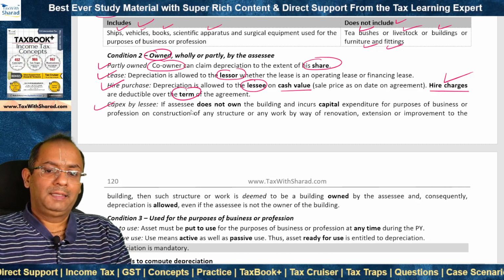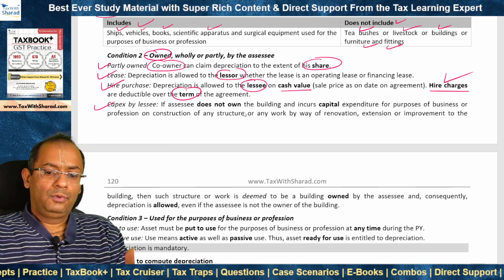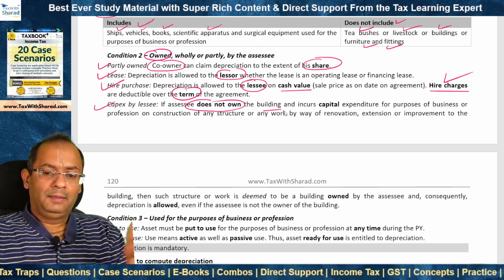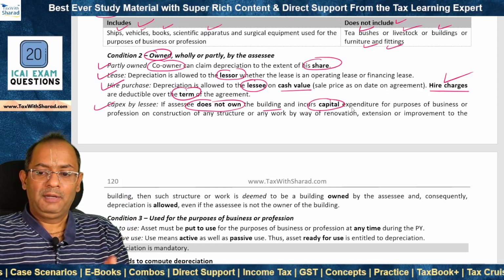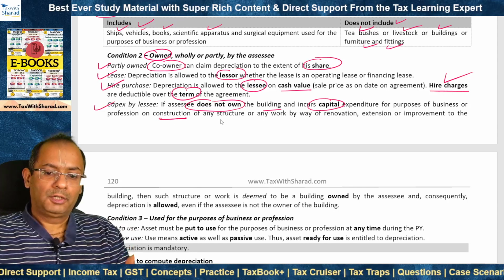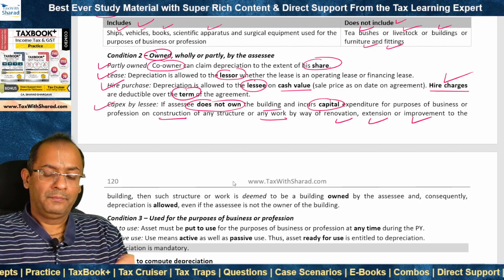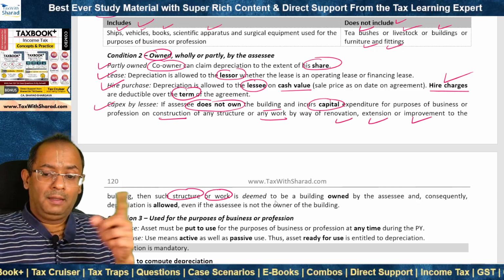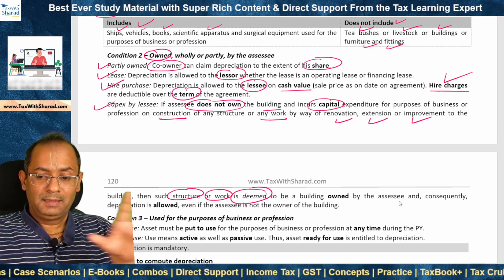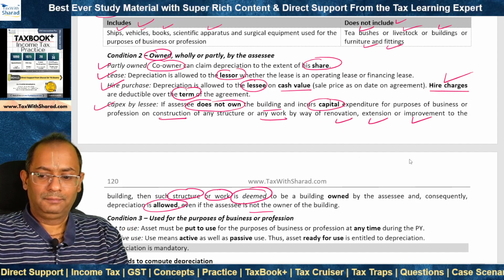Now the condition is that the asset should be owned by the assessee. So what about a tenant? What about a person who is a lessee? If the assessee does not own the building, but he incurs capital expenditure for the purpose of business or profession, and that may be in the form of construction of any structure or any work by way of renovation, extension or improvement to the building, then such a structure or work, even though that is not actually owned by the assessee, is deemed to be a building owned by the assessee, and consequently depreciation is allowable even if the assessee is not the owner of the building.